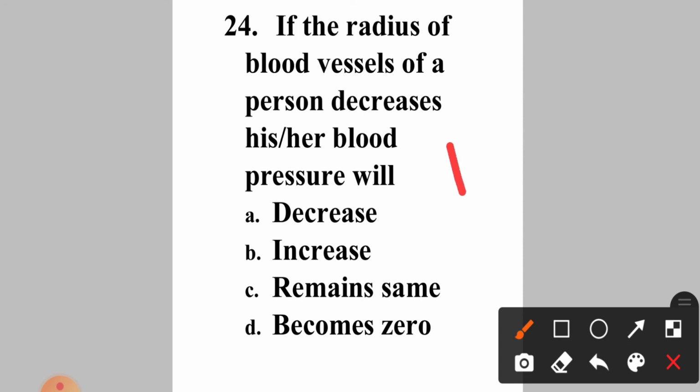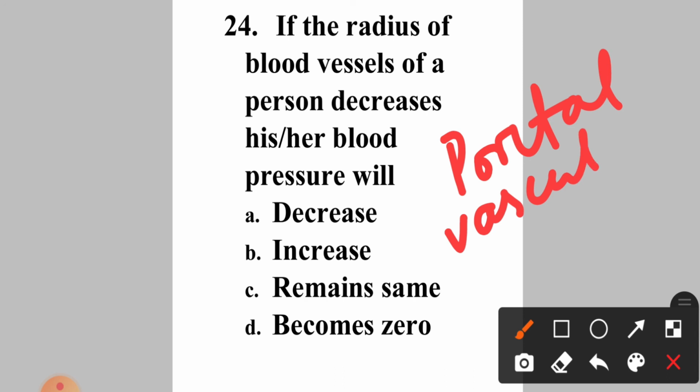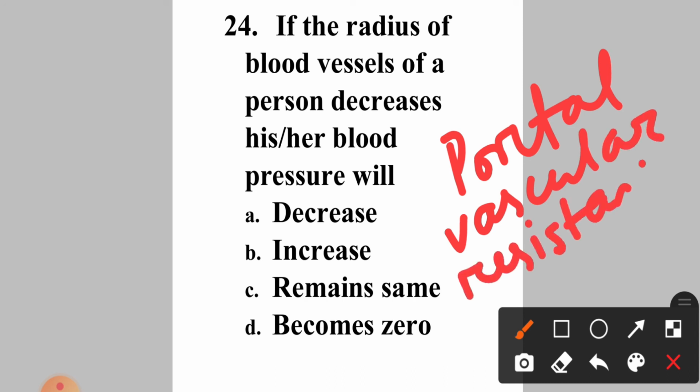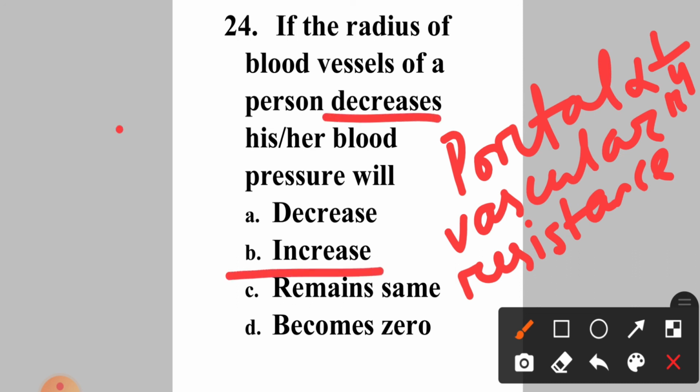Okay, so vascular resistance is inversely proportional to the fourth power of the blood vessel radius. Okay, तो क्या होगा? If the vessel radius is small, then it will cause a large increase in the vascular resistance, and therefore the blood pressure will ultimately increase. Okay, so यहाँ पे दिया है कि रेडियस ऑफ ब्लड वेसल अगर डिक्रीज हो रहा है, देन ब्लड प्रेशर क्या होगा? इट विल इंक्रीज. ओके, सो आंसर विल बी ऑप्शन बी.